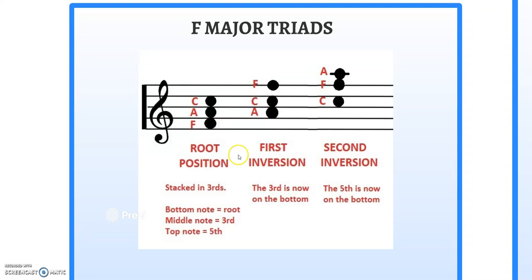Then we have a first inversion chord, this one right here. First inversion means that the note that is our third is now on the bottom. So the third was A. Now A is the lowest note we see in our chord, and then we have the other 2, C and F. Second inversion, that's this one. Second inversion means that the fifth, which is C, is now on the bottom. We have the fifth on the bottom, and then we have the other 2 on top.